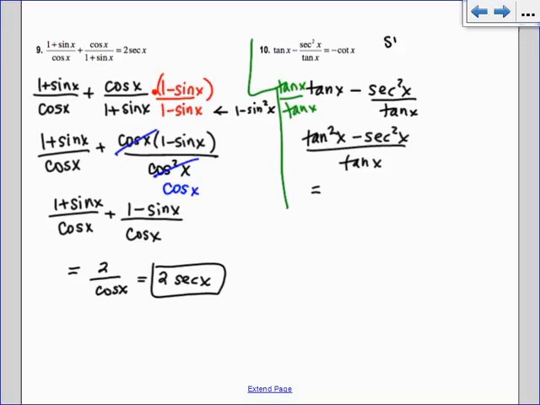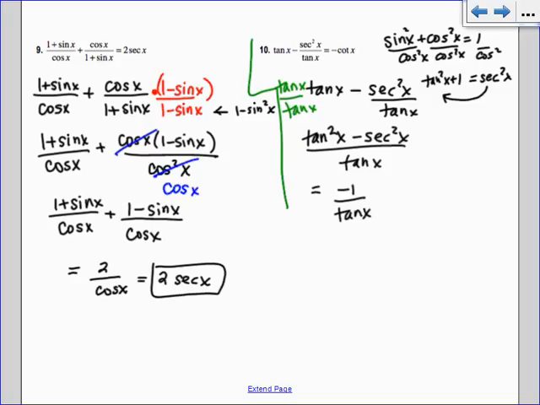Again, if you need to write it off to the side, you can. Sine squared x plus cosine squared x equals 1. If you divide by cosine squared everywhere, you get secant squared x equals tangent squared plus 1. So secant squared x minus, well, maybe I should do tangent squared minus secant squared is equal to negative 1. So I get negative 1 over tangent of x, which is negative cotangent of x. So I have it in the end.